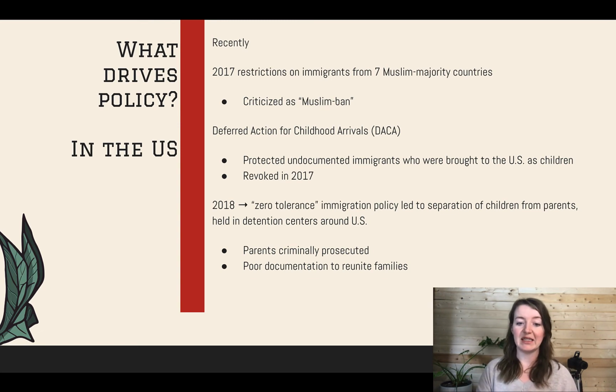In 2018, the zero tolerance immigration policy is going to lead to the separation of children from their parents, and both will be held in various detention centers around the US. So parents are going to be criminally prosecuted, and that's going to mean that parents and children are separated. Poor documentation with this process is also going to further make it more difficult to reunite families. We're still suffering the repercussions of this, and we likely will be for many, many years.